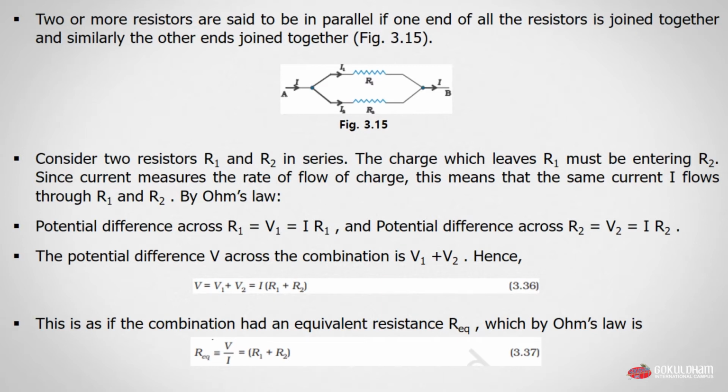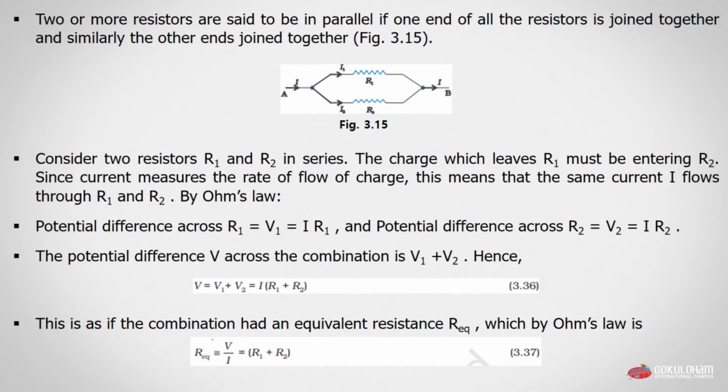Consider two resistors R1 and R2, as you can see in figure 3.15. The charge which leaves R1 must be entering R2. Means as we are connecting the resistors in this parallel format, the charge that leaves R1 will enter the resistor R2. Since current measures the rate of flow of charge, this means that the same current I flows through R1 and R2. Means as both resistors are connected from both the endpoints, the current that is flowing in one resistor goes through the other resistor also.